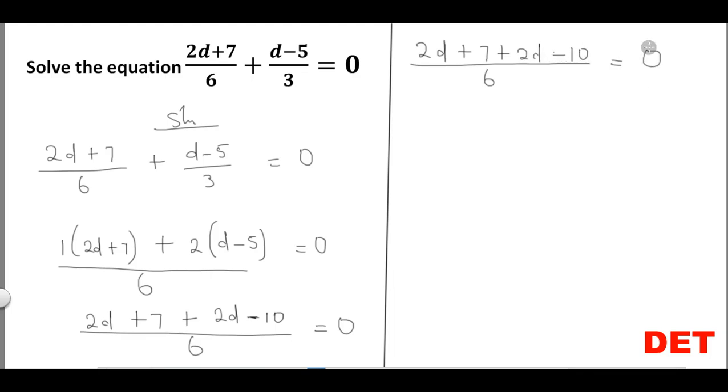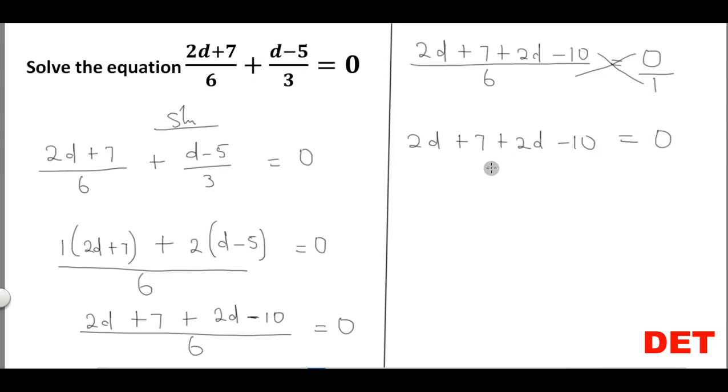The next thing I'm going to do is to cross multiply. This is like 0 all over 1, and 0 divided by 1 will still give you 0. Since I now have a single fraction here, I can cross multiply. Before, you could not cross multiply because you didn't have a single fraction. So when we cross multiply, this will be 2d + 7 + 2d - 10 times 1, which will still give you 2d + 7 + 2d - 10, because anything multiplied by 1 gives you that amount, equal to 6 times 0, which gives you 0.